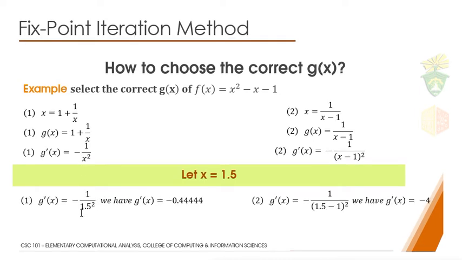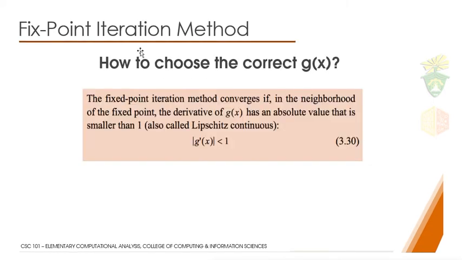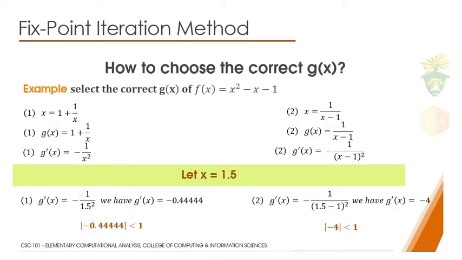Here we see, kung ato i-substitute si 1.5 sa equation 1, we have negative 0.4444. Okay. Now, diri sa equation 2, if we substitute 1.5 for x, we will have negative 4. Now, balik ta sa katong rule nga unsa nga equation ang pwede nato magamit. It says here nga dapat less than 1. Okay, so asa man diri ang less than 1? As you can see, kani ang less than 1.